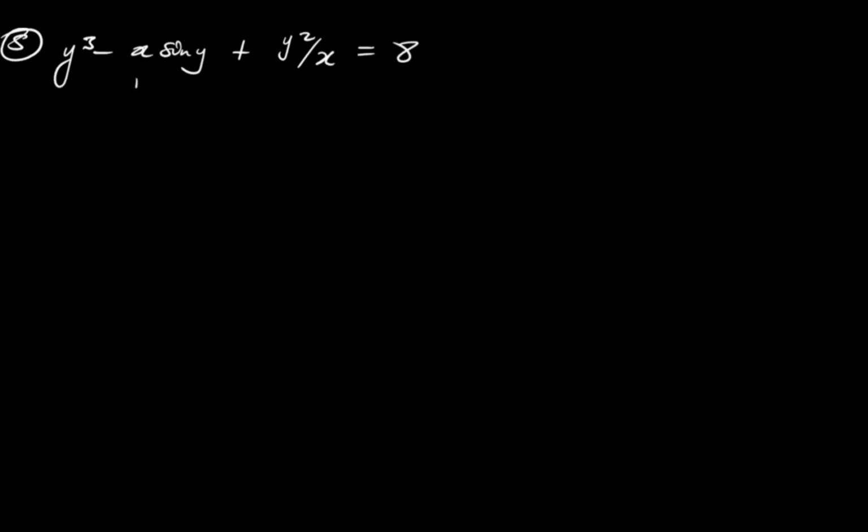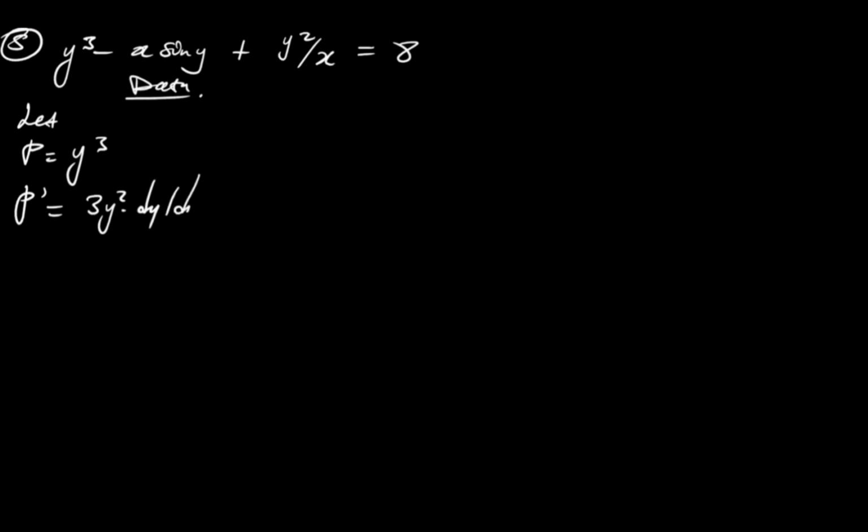Let's start with our data. So if we collect data, we can say, okay, I'll let p equal to my first term, which is y cubed. P prime is going to be equal to 3y squared times dy over dx. Then I also let the next term, I'll let p equal to, remember, don't consider the negative, just get what you have, I get x sine y.